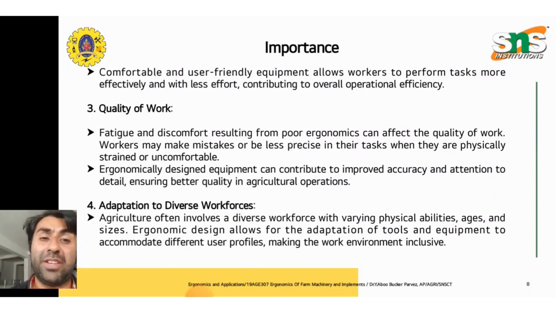And when it comes to the quality of work and the adaptation to diverse workforces: fatigue and discomfort resulting from poor ergonomics can affect the quality of work. Ergonomically designed equipment can contribute to improved accuracy and attention to detail, ensuring better quality in agricultural operations. Ergonomic design also allows for adaptation of tools and equipment to accommodate different user profiles, making the work environment inclusive.